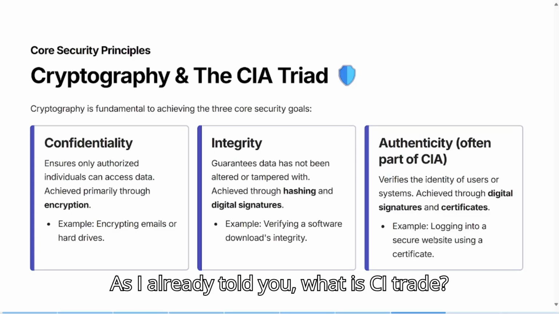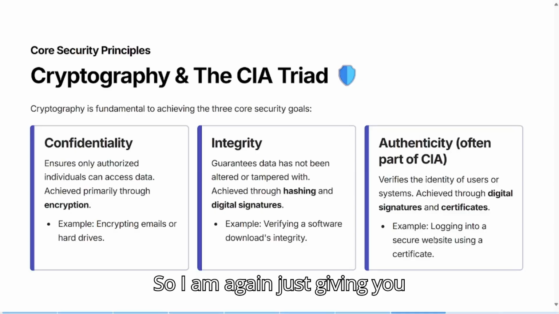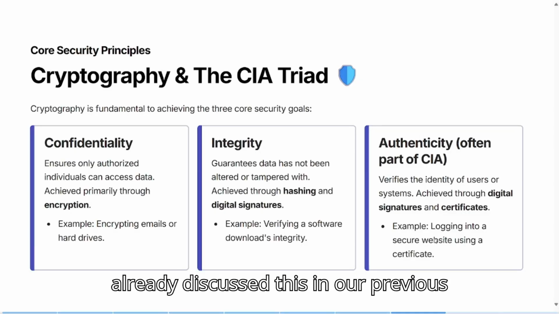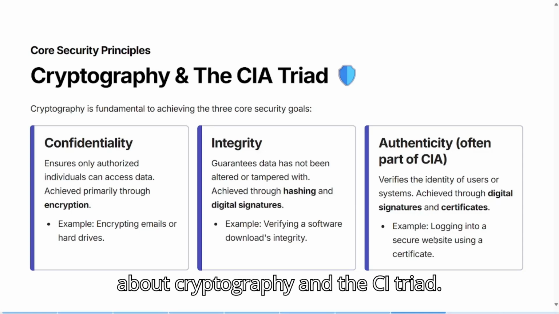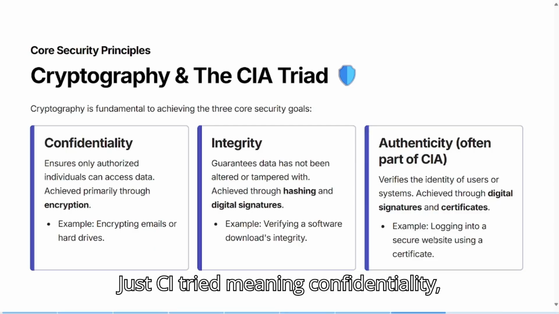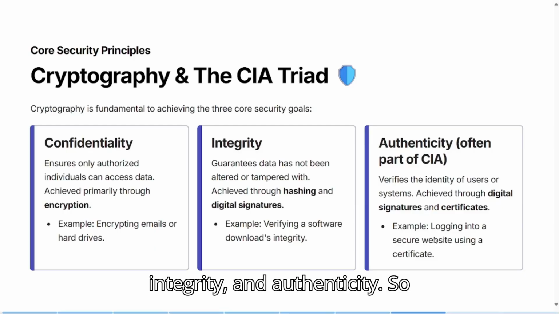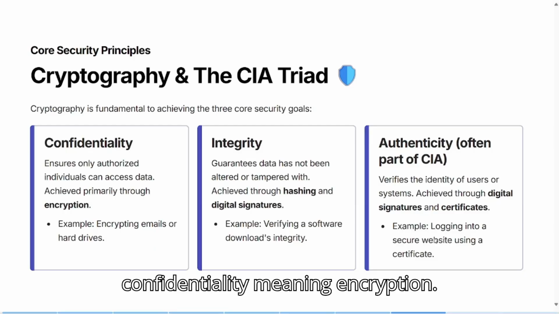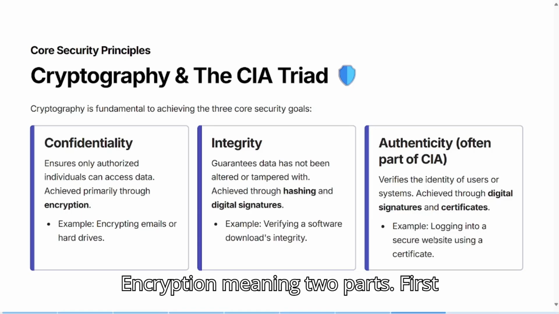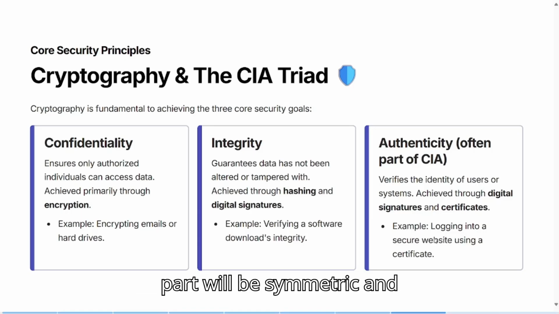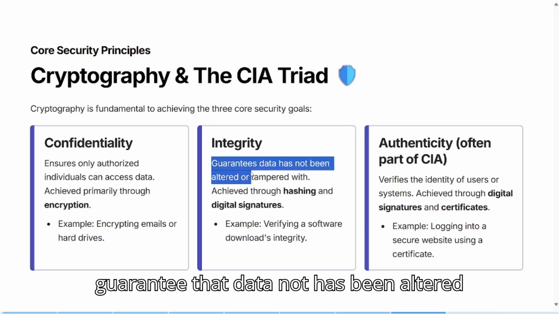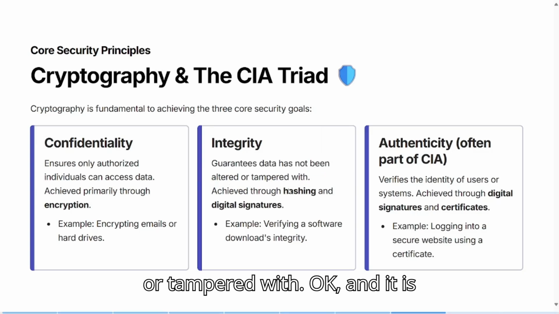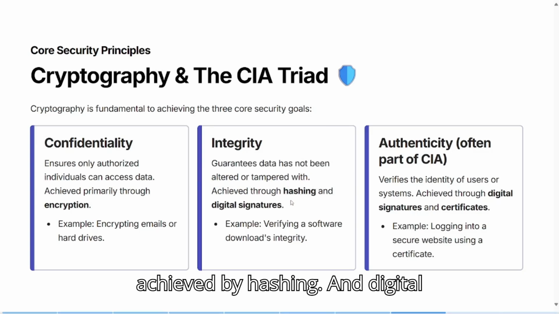As I already told you what the CIA triad is, I am again just giving you an overview. We have already discussed this in our previous video. When we think about cryptography and the CIA triad, CIA means confidentiality, integrity, and authenticity. Confidentiality means encryption, which has two parts: first symmetric and second asymmetric. What is integrity? Integrity means a guarantee that data has not been altered or tampered with, and it is achieved by hashing and digital signatures.